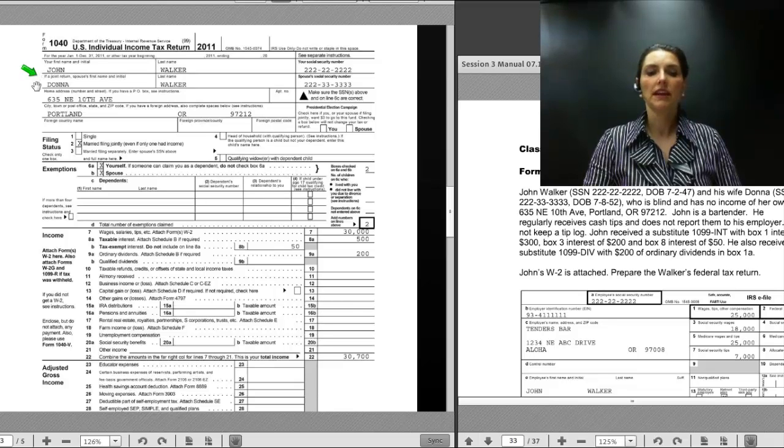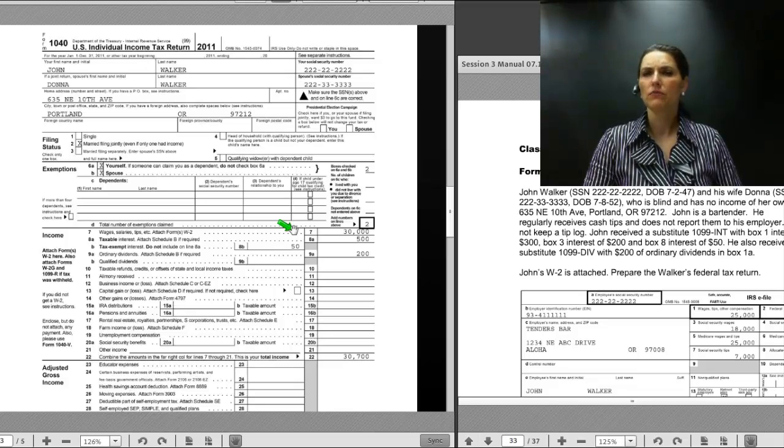But to begin with, we enter their names, their Social Security numbers. The filing status, box 2 is checked for married filing a joint return. We've checked exemption boxes in 6A and 6B. And the total number of exemptions is 2, which carries down to line 6D. Then on line 7, we enter $30,000.